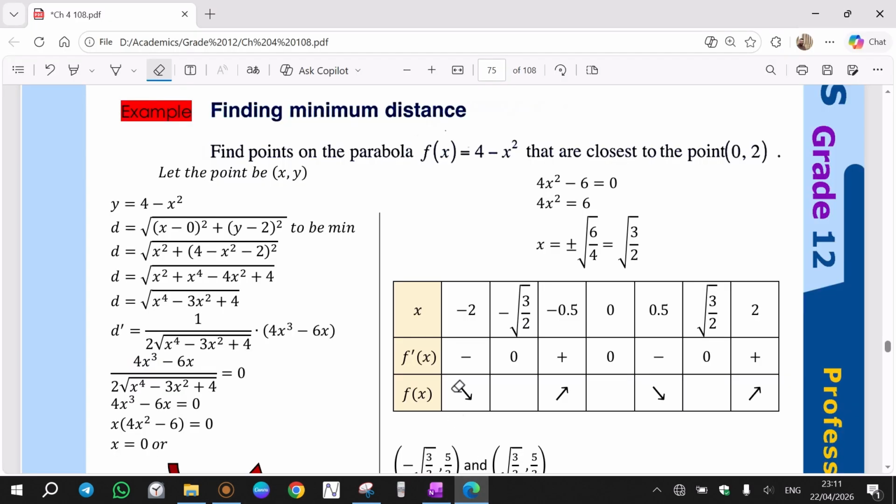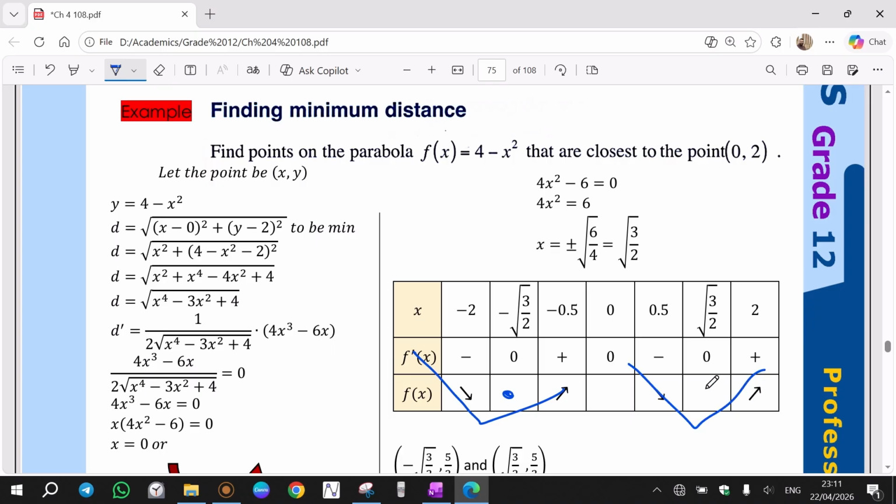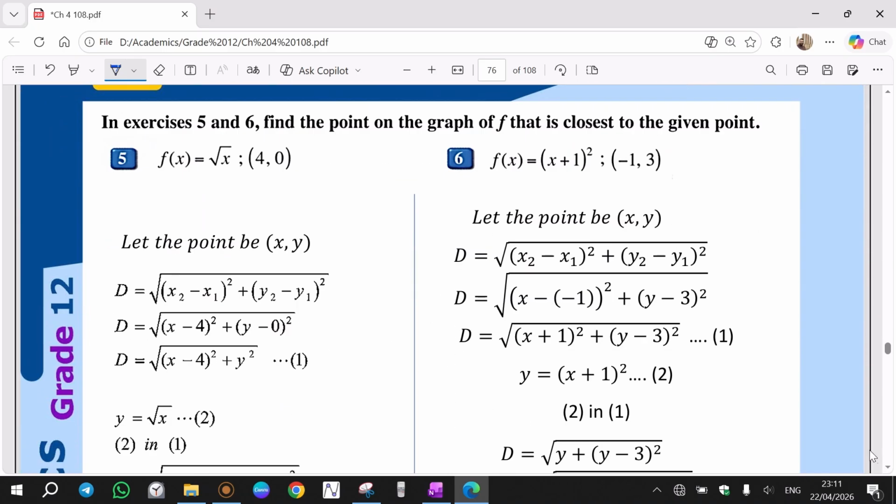No need to do the table as well. This table I did here to show you that these x's we found are definitely minimum. See, this is minimum. This is minimum. This question is complete. Now we have 3 more questions about distance.